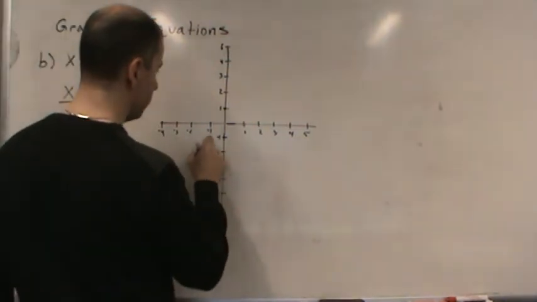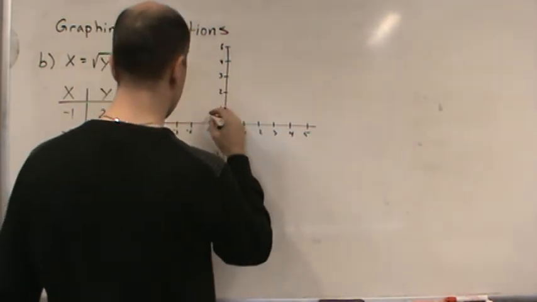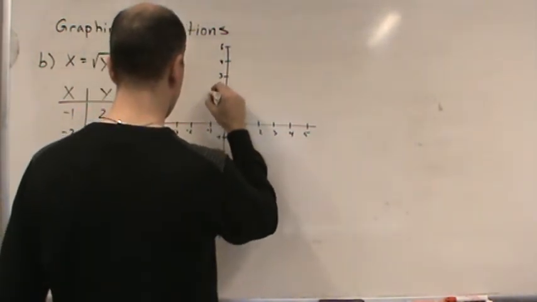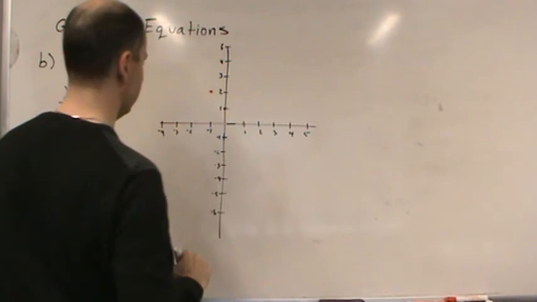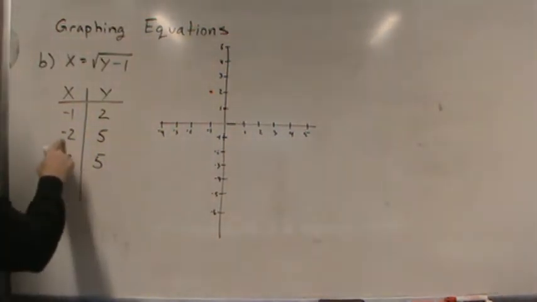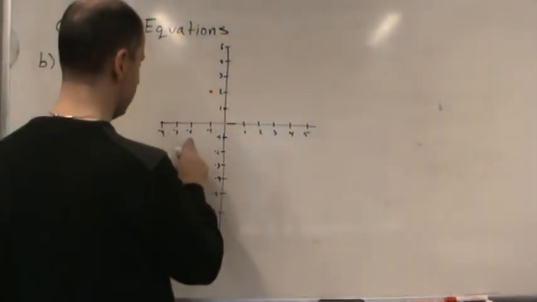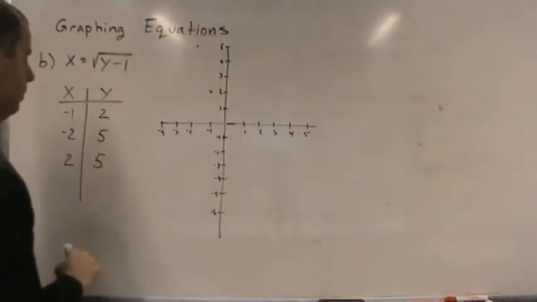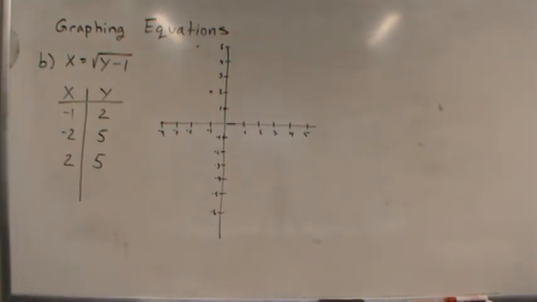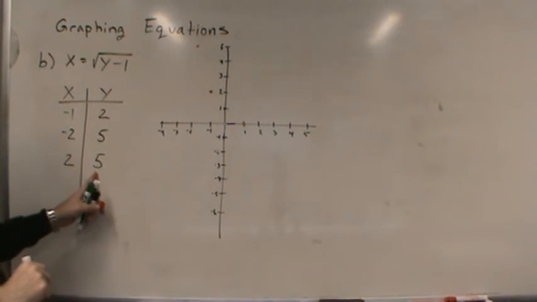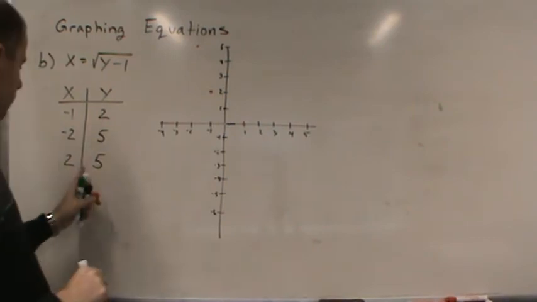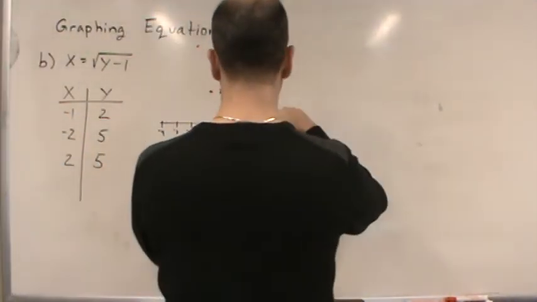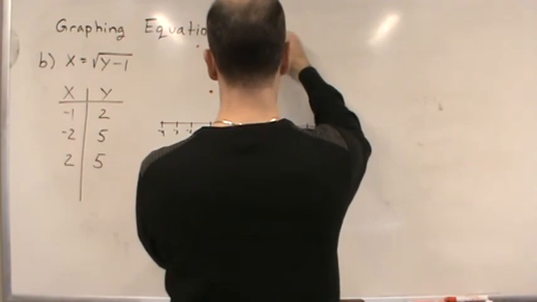So (-1, 2) is right here. And then (-2, 5), so (-2, 5) here. And now if I plot 2, 5, it's going to go here.